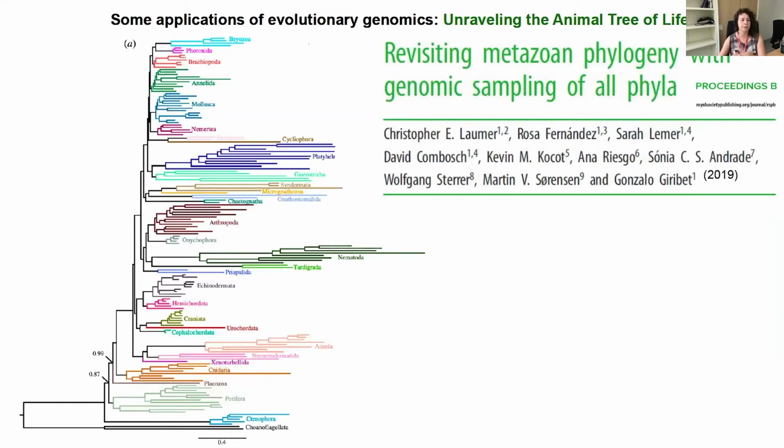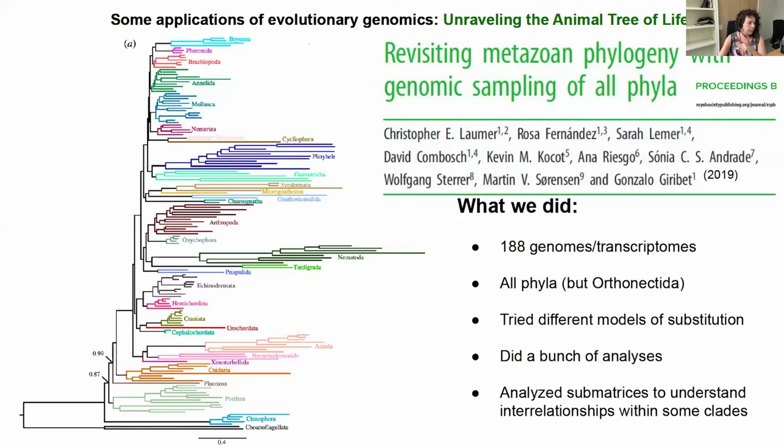Let me tell you that the previous attempt to resolve the animal tree of life occurred 11 years before we published this, with only 62 genes or ESTs, express sequence tags. And of course, many interrelationships were still controversial. So what we decided to do is, we wanted to go big, we wanted to represent everything.